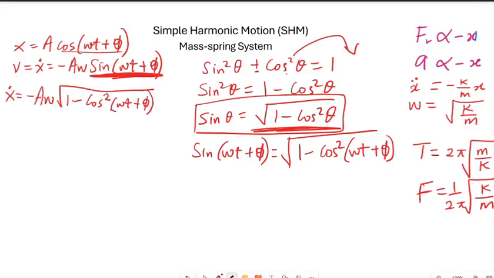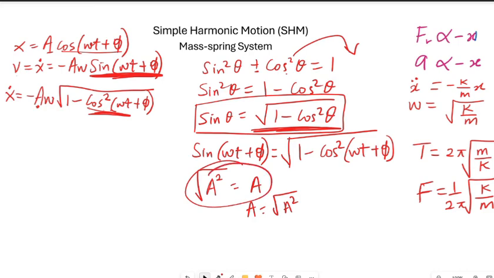But if you look at our x, it has amplitude, but this does not have amplitude. So we can just multiply this amplitude inside. And don't forget that square root of a square equals a. Then I can rewrite a as square root of a square. If this a is going under the square root, it will carry a square. So I will say this equals negative omega square root of a square times everything that is there, 1 minus cos square (omega t plus phi).